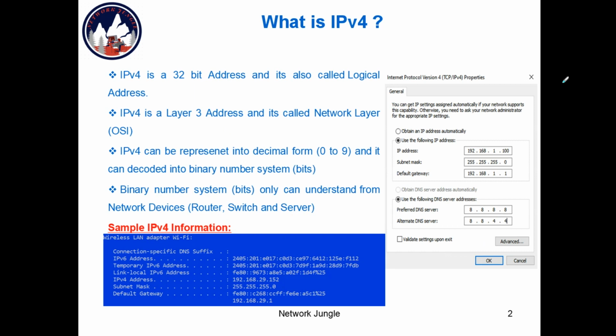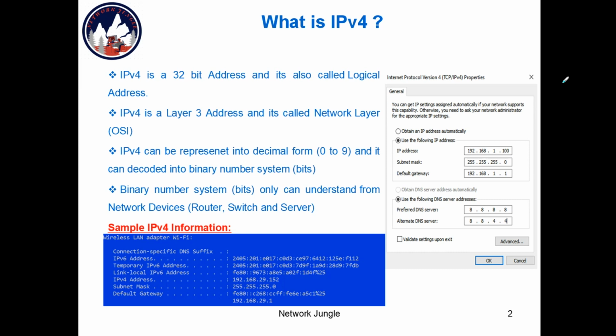So what is IPv4? IPv4 is the Internet Protocol version 4. It is a 32-bit address and it is also called logical addressing in the network field. In the OSI layer it can be represented as a layer 3 address, as well as the network layer.